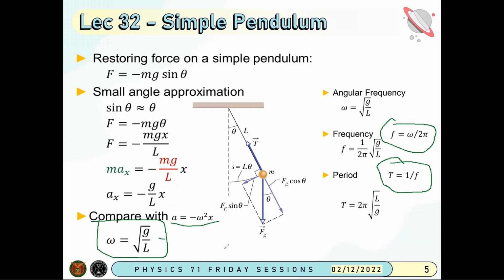Okay. So for simple pendulum, omega is square root of g over L. So yung frequency, kung given ka nito, so meron ka na lang 1 over 2 pi square root of g over L. And the period is just 1 over frequency. So babaliktarin mo lang yan. Magiging 2 pi square root of L over g.